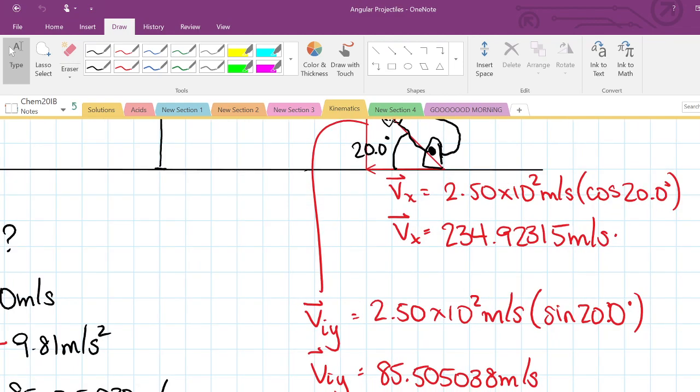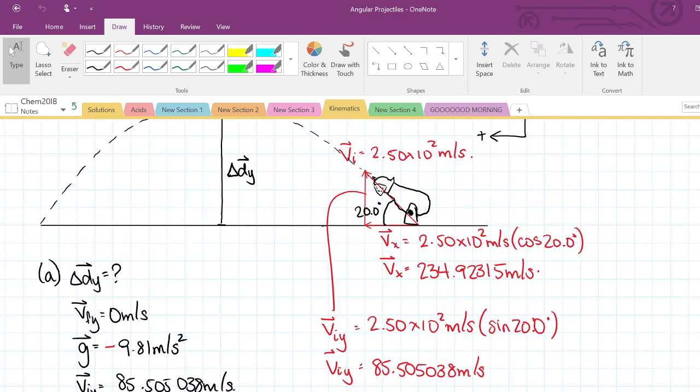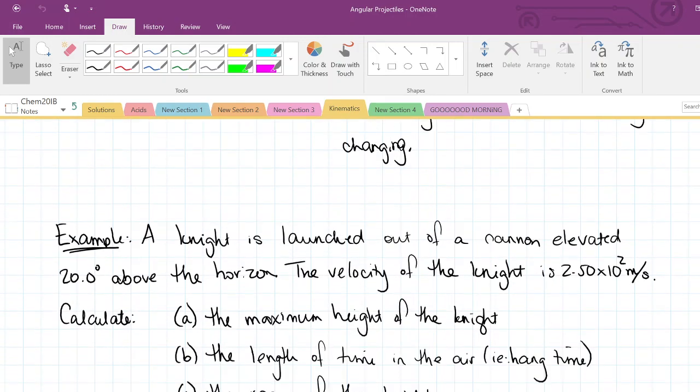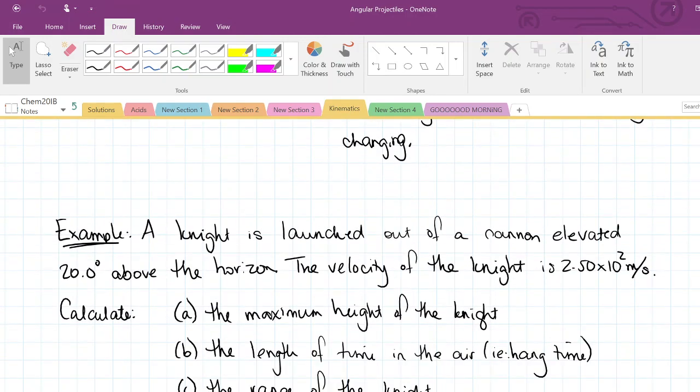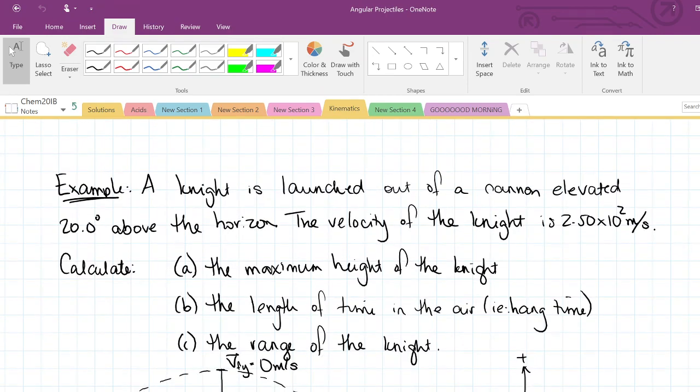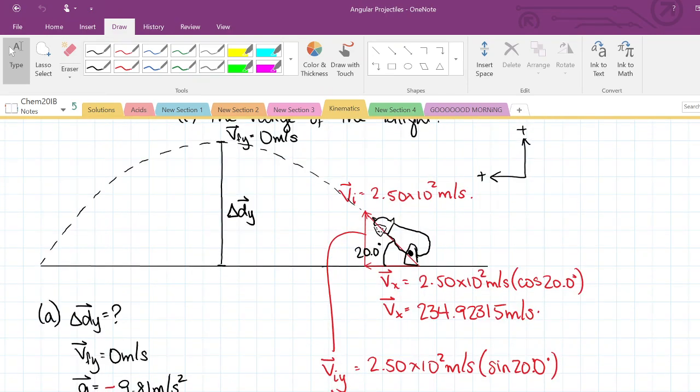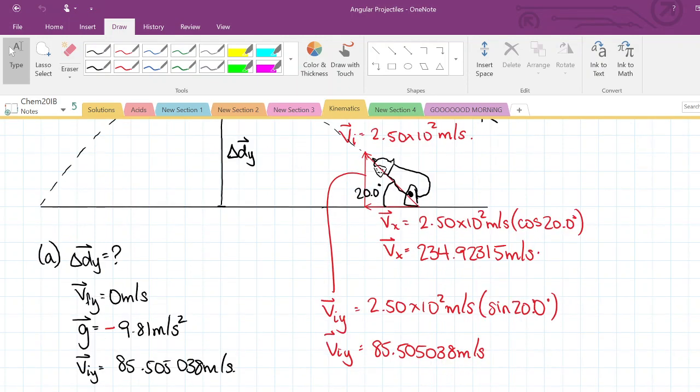Now I'm going to set up my knowns. The first thing they're asking me is what is the maximum height? Maximum height is in the y direction, so I'm going to set up my known variables in that y direction. I know the displacement in the y, the maximum height, is what I'm looking for. I know that at the top, when I reach that maximum height, my velocity in the y direction will be 0.